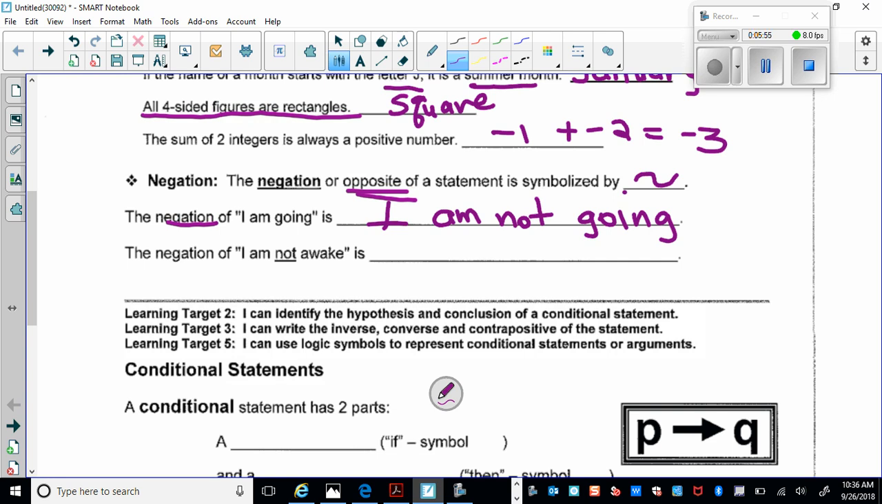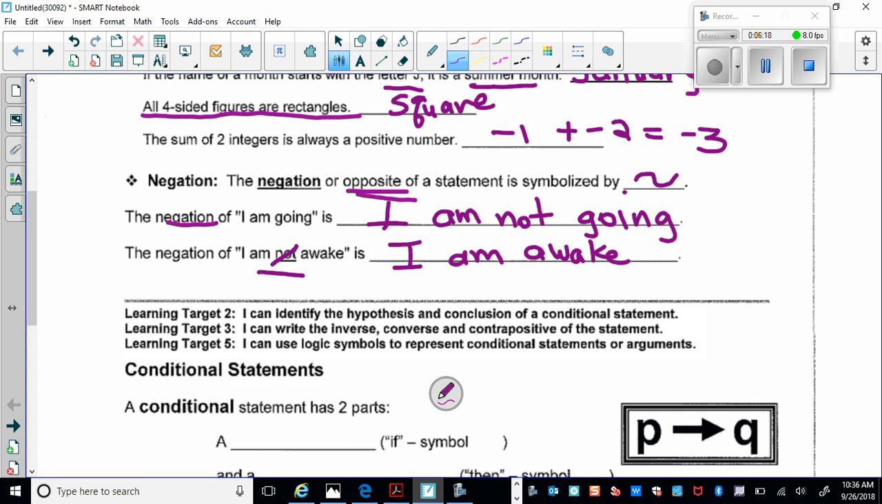So that's going to be your negation. What if the statement already has a not in it? I am not awake. What's the negation of that statement? I am awake. Very good. Without the not. So deleting the not makes it positive.